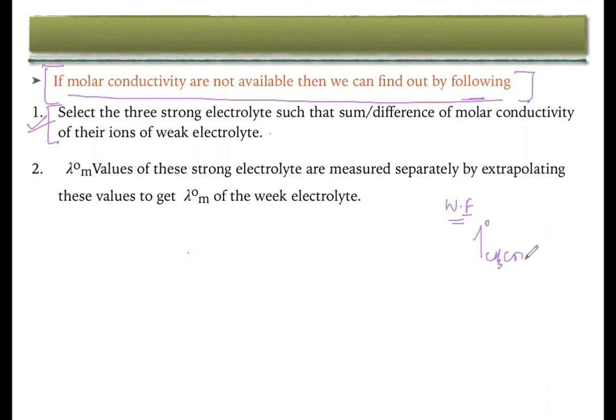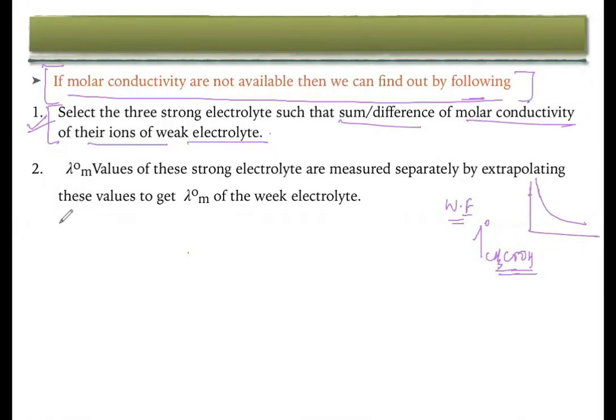For example, acetic acid, because for a weak electrolyte at very high dilution or very low concentration, this graph is going to touch infinity. It's not going to touch the y-axis. So it is very difficult to find out for a weak electrolyte. So how can you find out the molar conductivity? Two statements are given, so we have to follow this. Select three strong electrolytes such that the sum or difference of the molar conductivities of their ions gives that of the weak electrolyte.